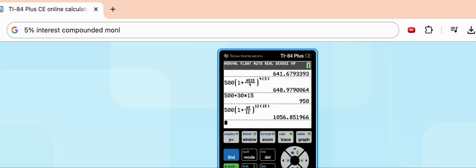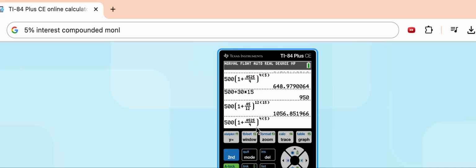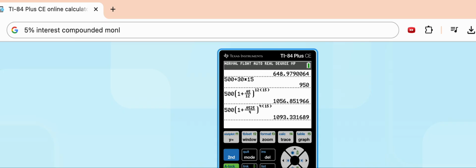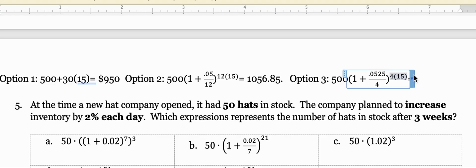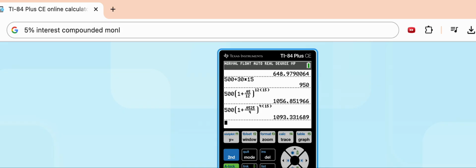And I'm going to pull up my calculator, and I'm going to take where option 3 is, highlight it, hit enter, and then I'm going to change my exponent. You don't have to do it that way. I just prefer to do less work on the calculator. Hit enter, and we have $1,093.33. $1,093, and what was the cents? And 33 cents.